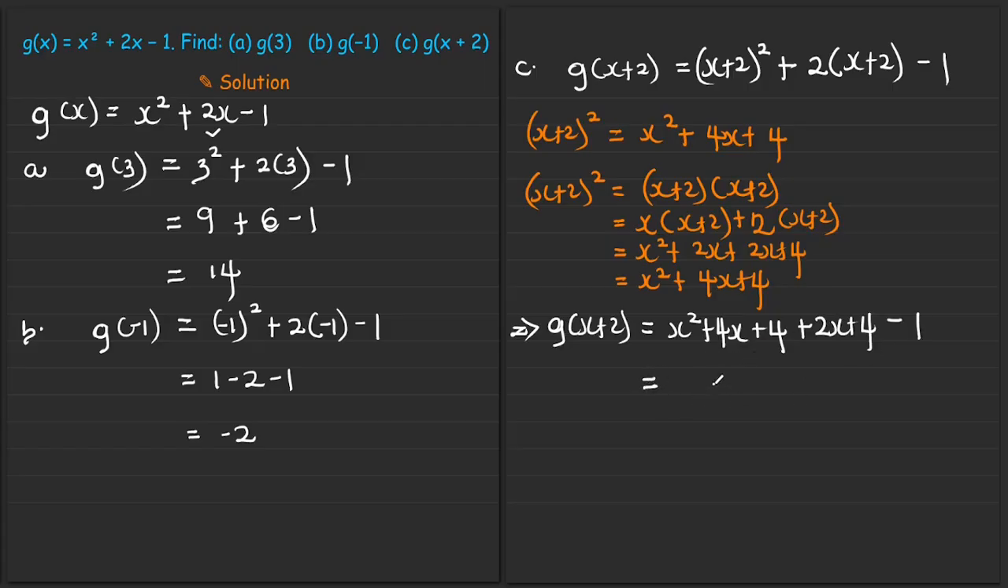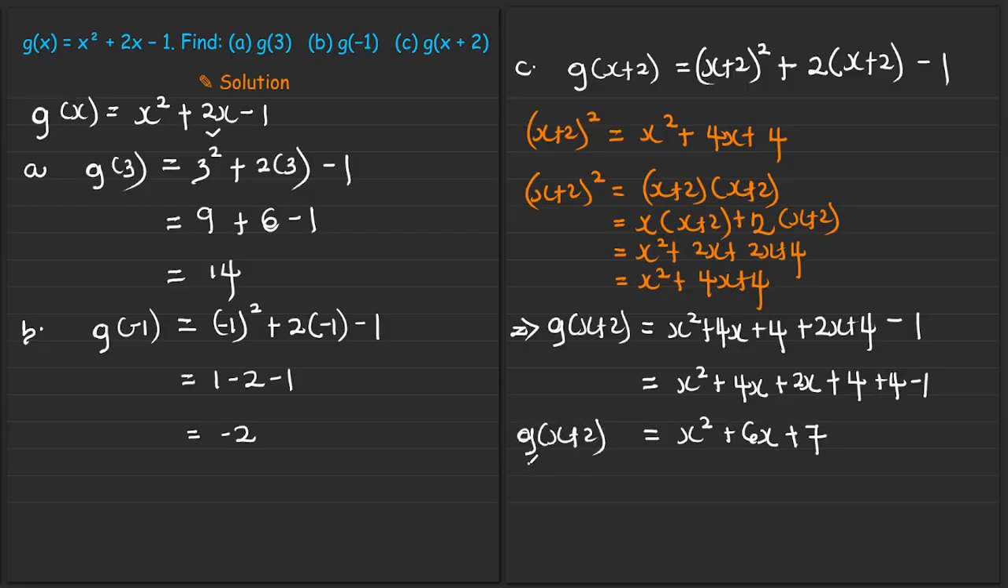We can then group like terms. So you have our x squared plus, there is a 4x, and then there's also a 2x. Then for the numbers, we have a 4, then plus 4, and minus 1. Simplifying, we have our x squared, then 4x plus 2x gives us a 6x. 4 plus 4 gives us an 8, then minus 1, we have plus 7. And that becomes our g of (x + 2).